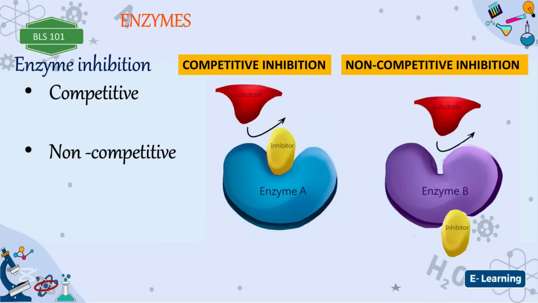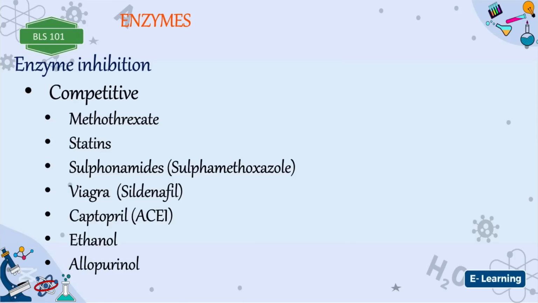Now, we've talked about competitive and non-competitive. Now, examples of some competitive inhibitors, we have methotrexate. These ones, they are drugs. All right, they are drugs for cancer therapy. Then statins, they are lipid drugs, lipid lowering drugs. Then sulfonamides, antibiotics.